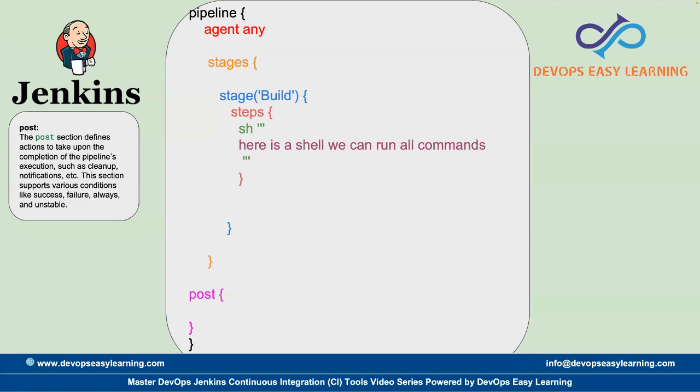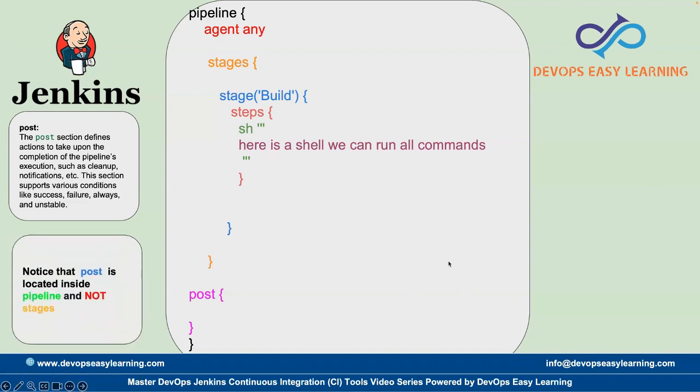Now, I want you to notice something. Post is under the pipeline. The post is not under the stage. I want to reemphasize this: notice that post is located inside the pipeline and not stages. Most of the time, especially beginners, I've noticed throughout this year, will try to put the post section under the stages, and it's not going to work. Usually when you have post, after the curly bracket of the post, you will see the last curly bracket, which is the main pipeline.